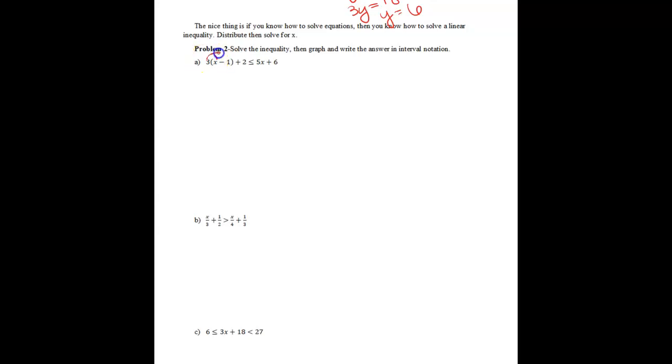Alright, so again, I see parentheses, so the first thing I'm going to take care of is those. So distribute that 3 out, you get 3x minus 3 plus 2 is less than or equal to 5x plus 6. Combine your like terms on one side first, you get 3x now minus 1 is less than or equal to 5x plus 6.